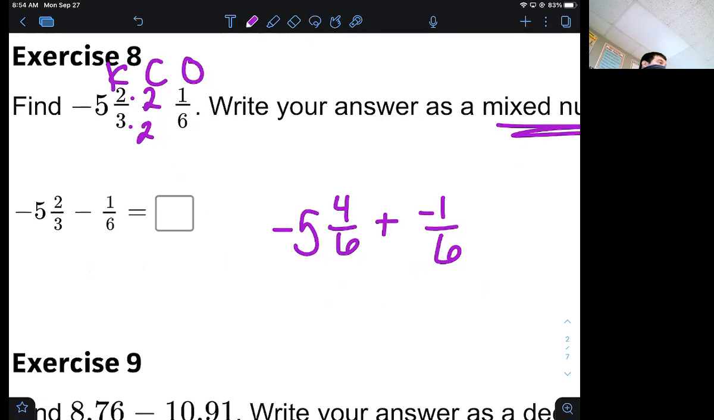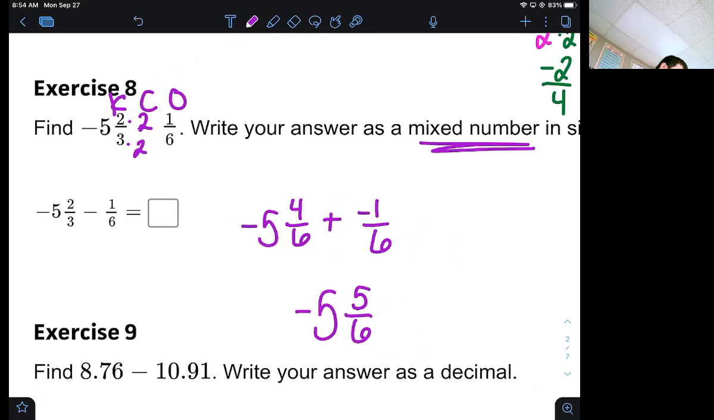Start with the fraction parts. What's 4/6 plus 1/6? 5/6. What's 5 plus nothing? 5. And when you join forces, do you switch teams? Not a chance. So it's -5 and 5/6.